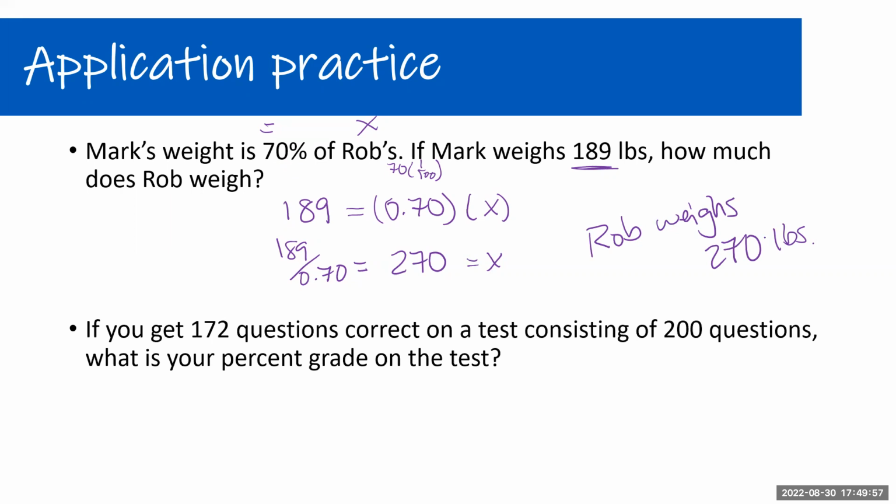Now, you get 172 questions correct on a test that consists of 200 questions. What is your percent grade on the test? Well, this one is very simple, and I like to ask these on a test. Find the decimal, the proportion that you got right. You got 172 out of the 200 correct, okay? This is going to be 0.86. That's not your final answer. That's the decimal version. This becomes 86%. Now, if you think about that, again, practically, you got 172 out of 200. Yeah, you did pretty well. You got an 86%. Okay?